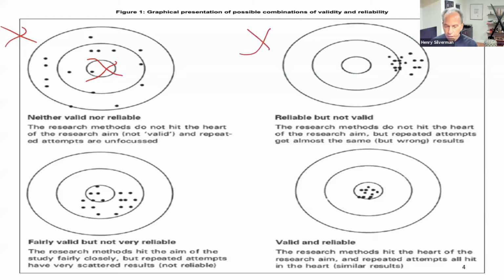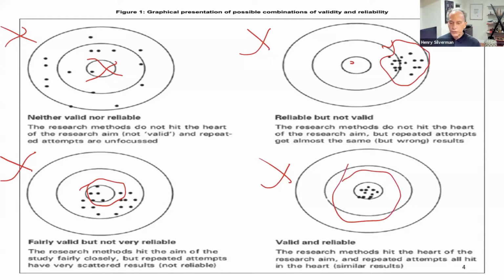Now this here shows that the items in a questionnaire are consistent, and hence it's reliable, but it's not focused on the target. This picture shows that the items in the questionnaire are focused on its target, but not reliable. It's not consistent. Only in this diagram do we have a questionnaire that is focused on its target, meaning it's valid, and repeated attempts all hit in the center. In other words, you get similar results.